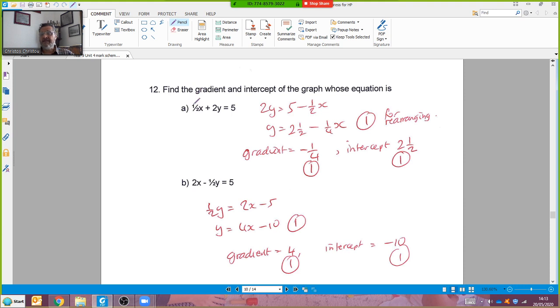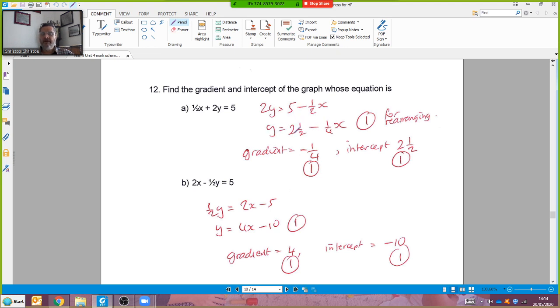Please don't tell me the gradient is half, because it's the number in front of the x, because I don't have one y, I've got 2 y's. So let's just rearrange it. So 2y equals 5, take away 1/2 of an x. We're on our way now. Now, we don't want 2y, we want single y. So divide everything by 2.